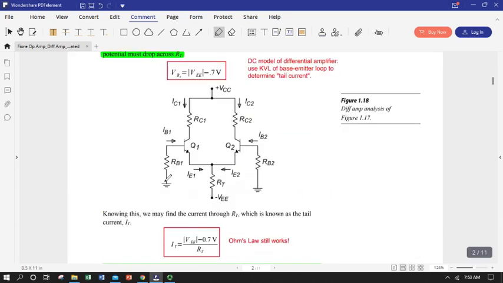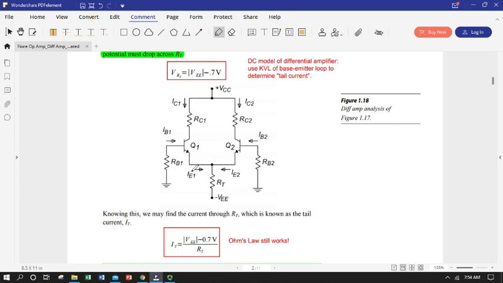So we'll start with our good old DC model. We've got our tail current source replaced with a large resistor and our emitter bias voltage. So this is negative, and our collector bias voltage source is positive. We have our bases at ground.